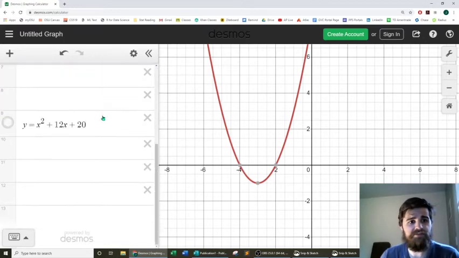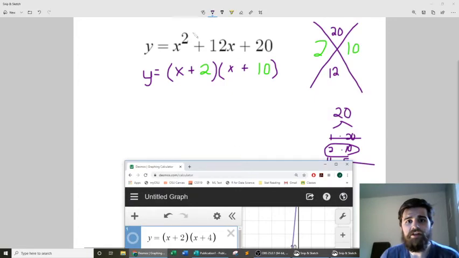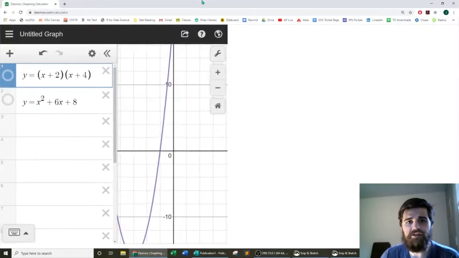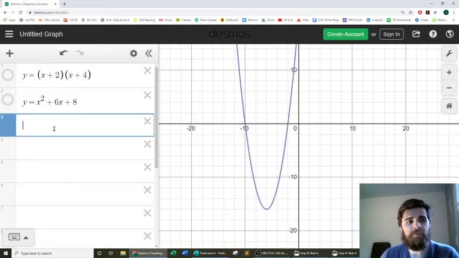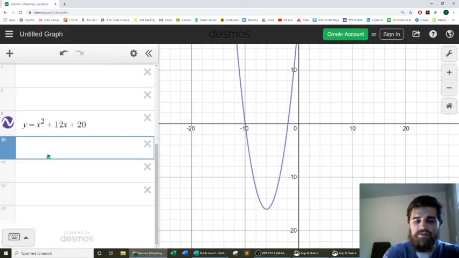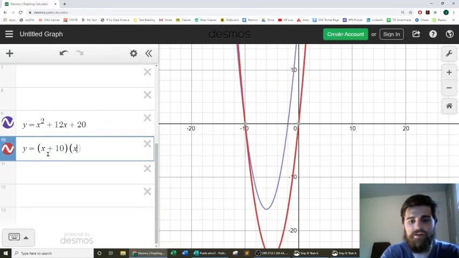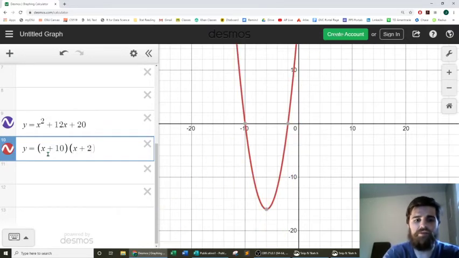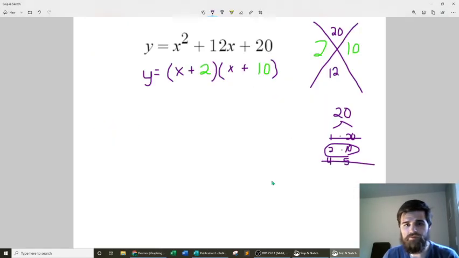So let's throw Desmos up here, and we'll start with the function we were given, x squared plus 12x plus 20. If you zoom out a little bit, that function looks like this. We said that that was the same thing as x plus 10 times x plus 2. And we can verify on Desmos right here that those are the same function. All right, x plus 2 times x plus 10 is the same function.